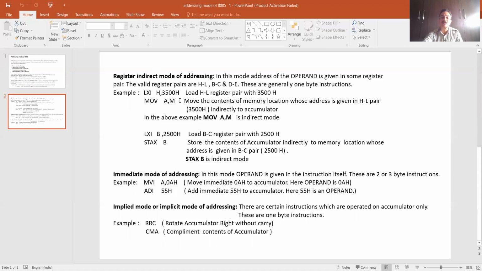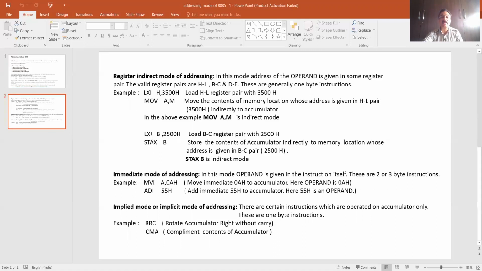So an example of register indirect mode of addressing is MOV A, M. MOV A, M moves the contents of memory, which memory? The one whose address is given in HL, 3500, to the accumulator. So MOV A, M is an example of register indirect mode of addressing.